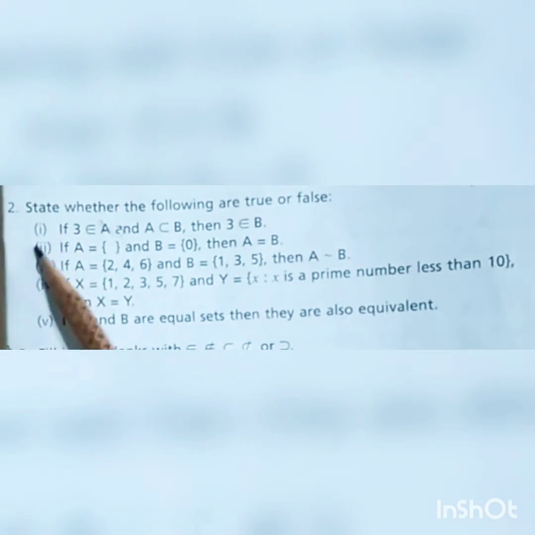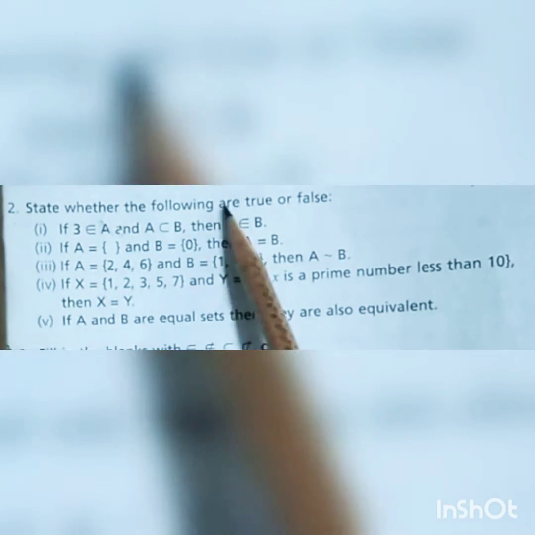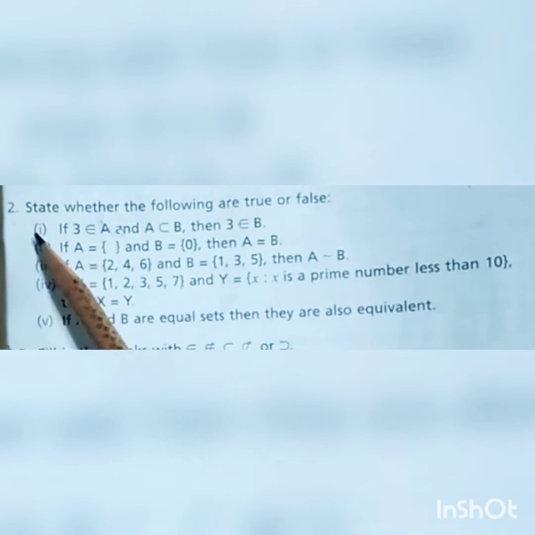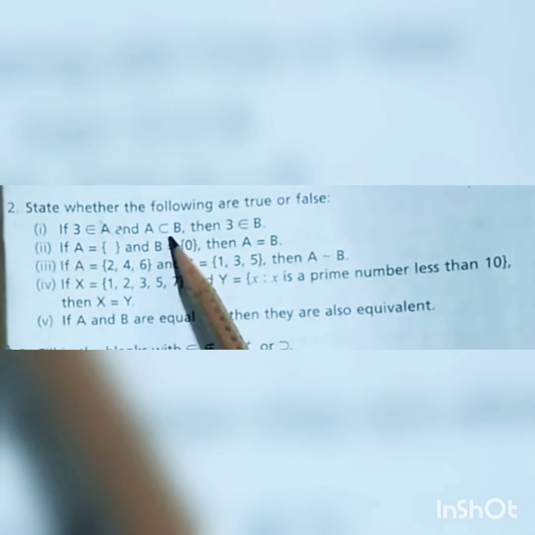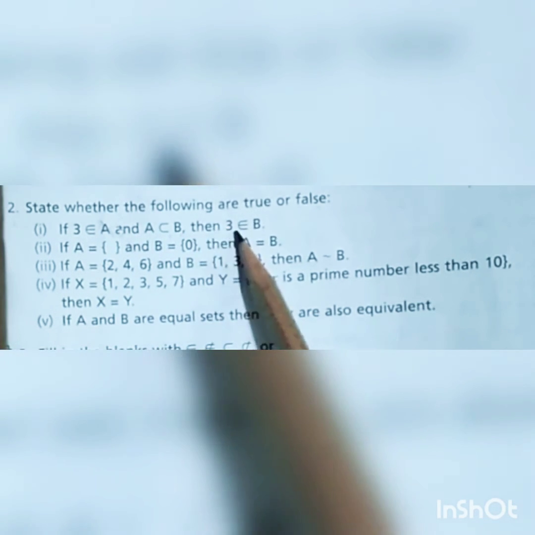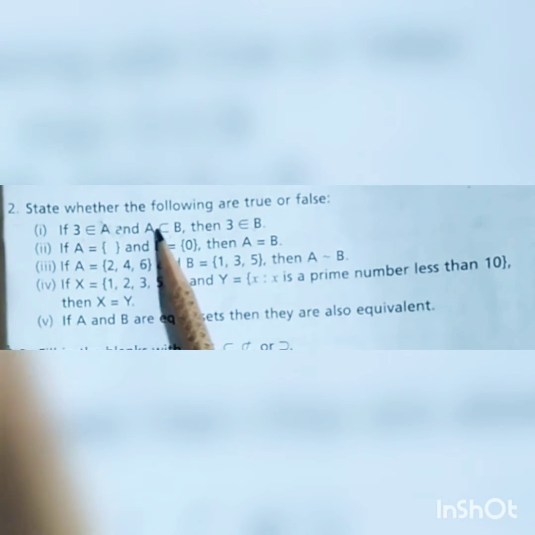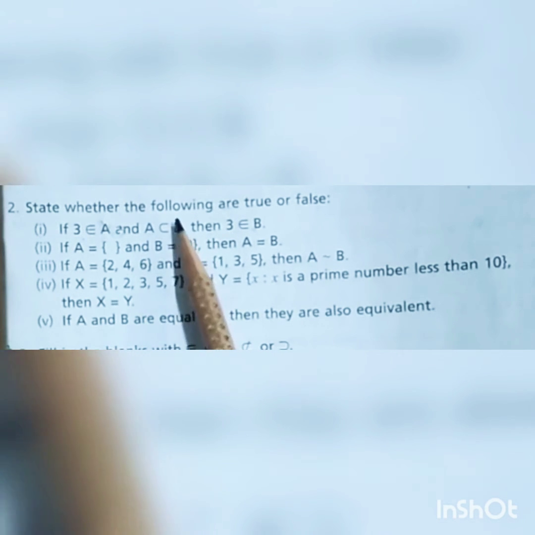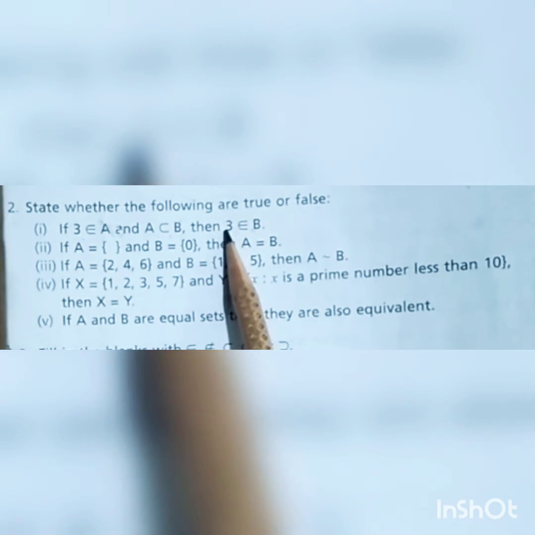Now let's move towards question number 2, that is: state whether the following are true or false. Part number 1 is: if 3 belongs to A and A is a proper subset of B, then 3 belongs to B. As mentioned, 3 belongs to A, which means that the digit 3 is present in the set A, and also A is a proper subset of B. It shows that the digit 3 is present in the set B. So we can say that 3 belongs to B.